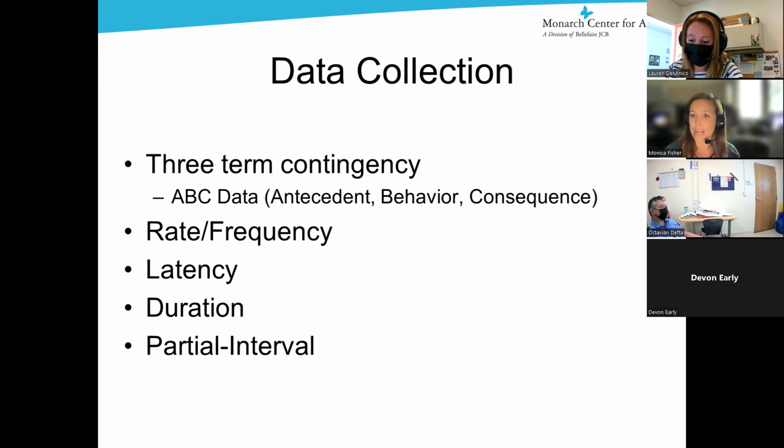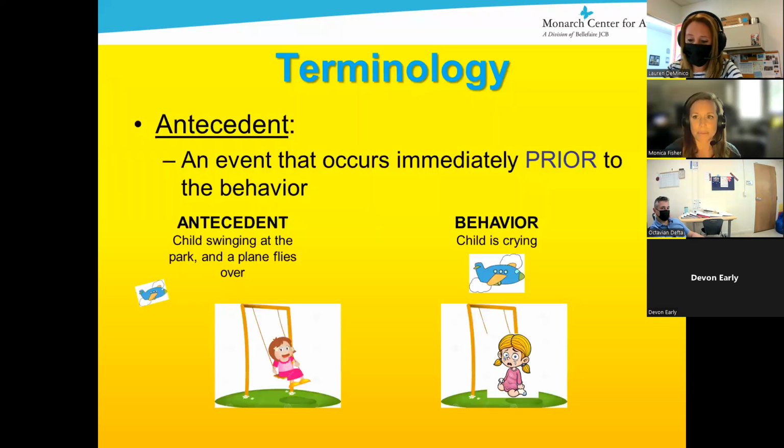We can look at rate or frequency. We can look at latency, duration, partial interval. There are other methods of data collection, but these are the ones that we use most frequently at Monarch, and we're going to go through those in the next couple slides. So when we think about ABC data, or collecting antecedent, behavior, consequence, we need to know what an antecedent is.